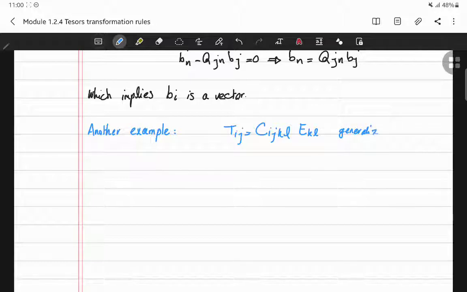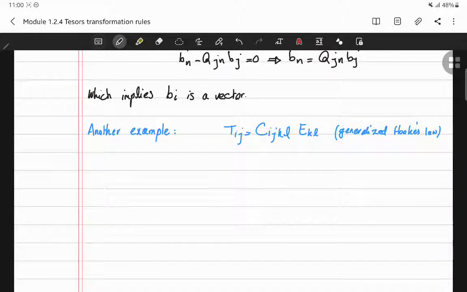Generalized Hooke's law, and we're going to prove this. So here you have a third order tensor, you have a second order tensor, you have a fourth order tensor, and you have a second order tensor. So their multiplication actually gives you a second order tensor, which is the stress tensor. This is the stiffness tensor, and this is the strain tensor.